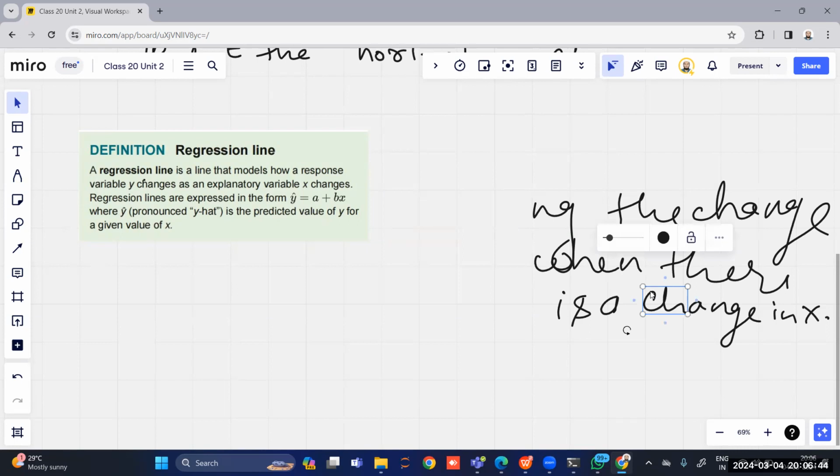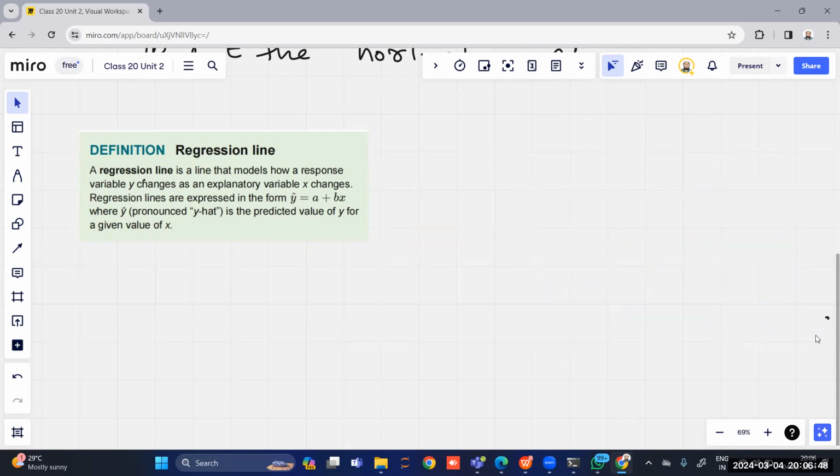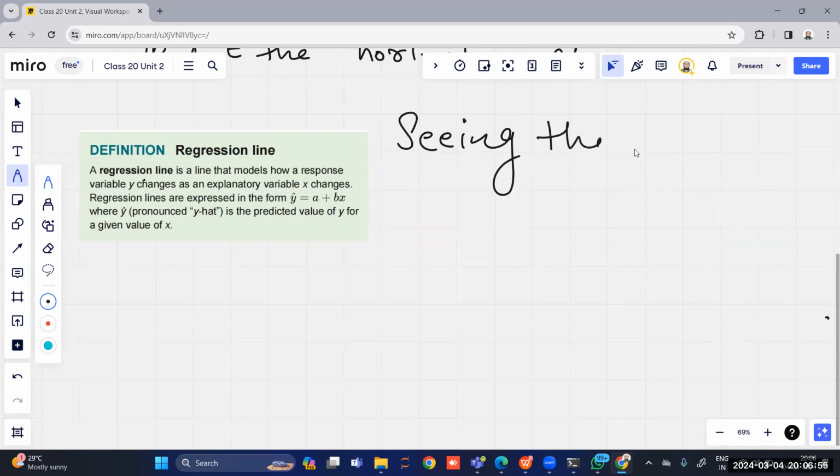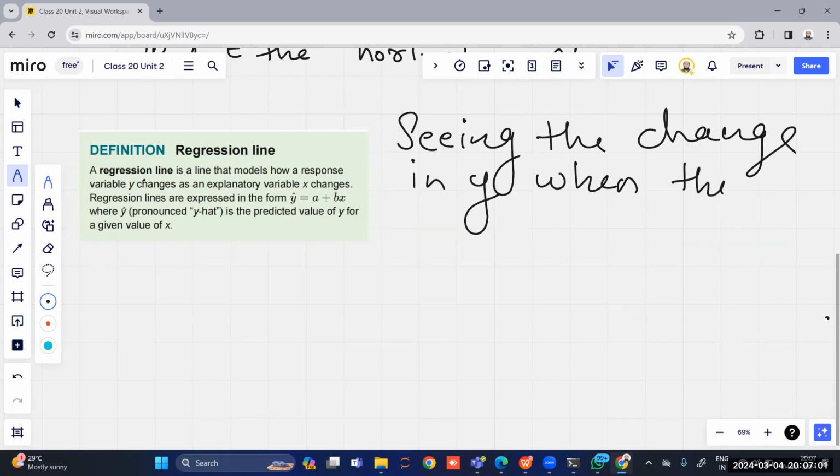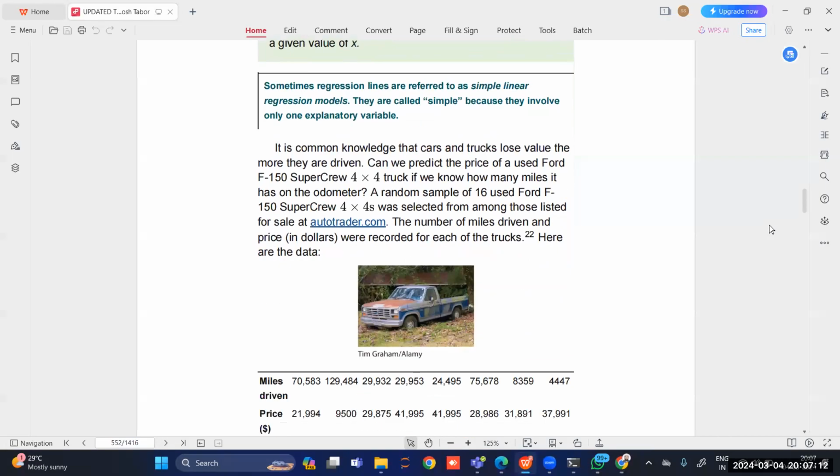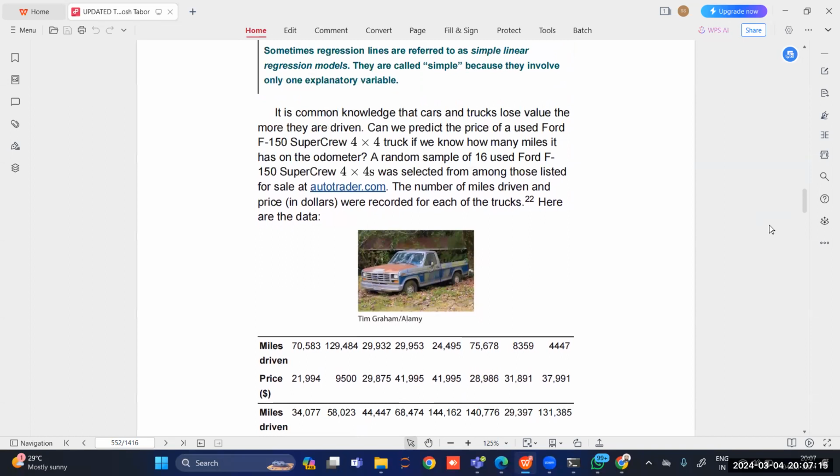I'll write this down again. We are seeing the change in y when there is a change in x. Okay. So this was regression. Regression generally helps us to do that. Okay. Now we come on to the first sum.